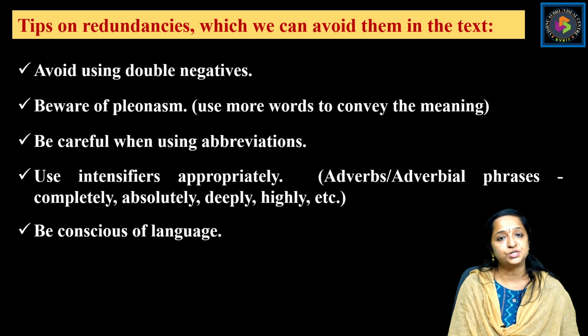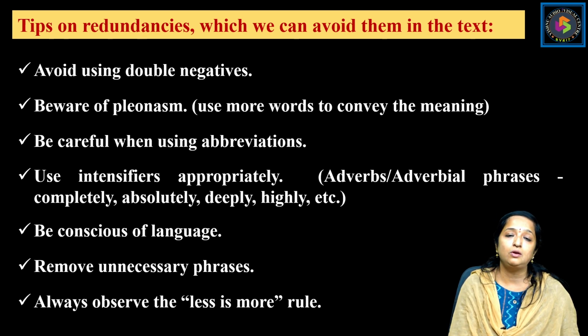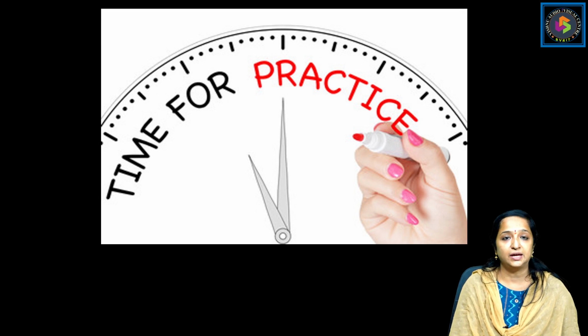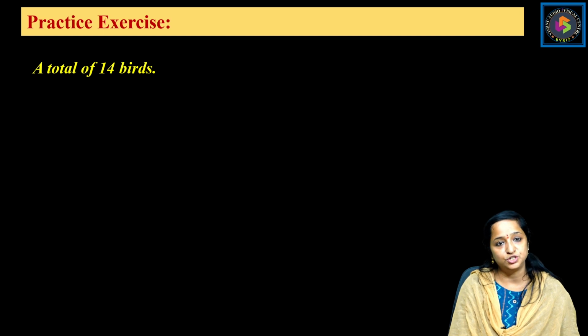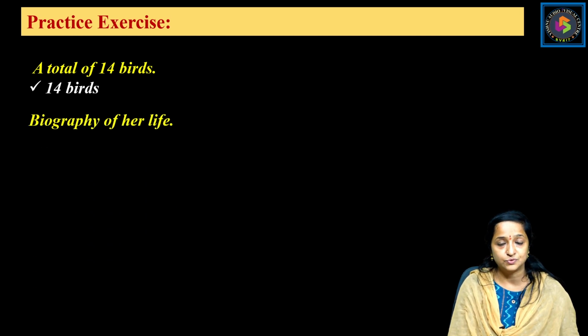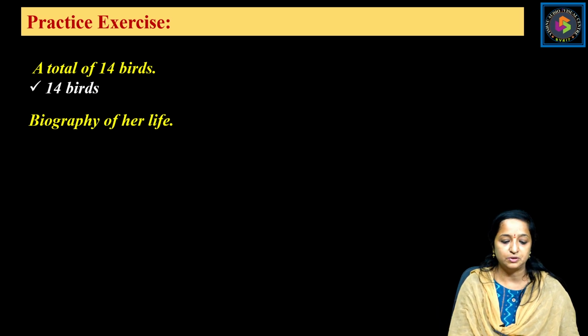And then be conscious of language, then remove unnecessary phrases, and always observe the less is more rule. Now it's time for practice. So first one, a total of 14 words. Instead of writing a total of 14 words in a sentence, simply we can write 14 words. The next is biography of her life. Instead of writing biography of her life, we can write biography, because biography represents only writing about a person's life.